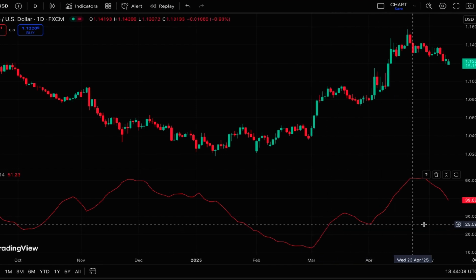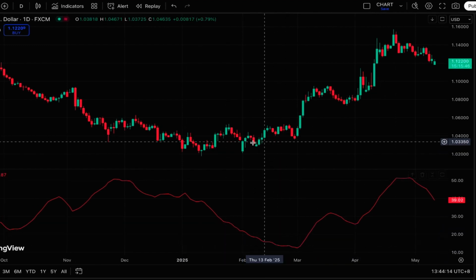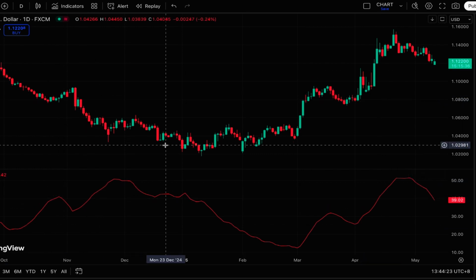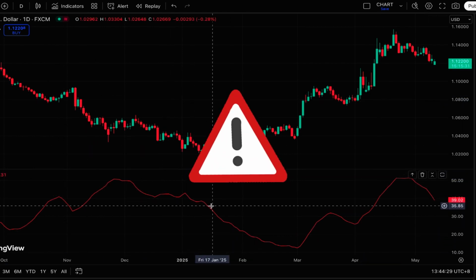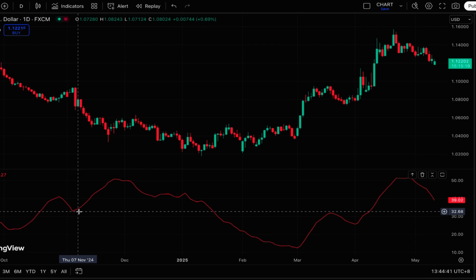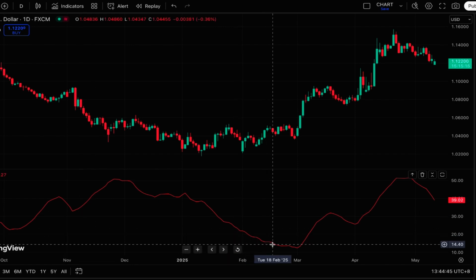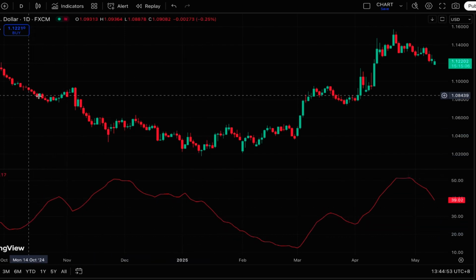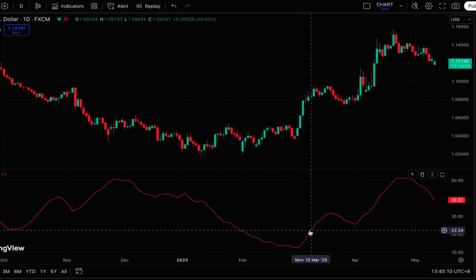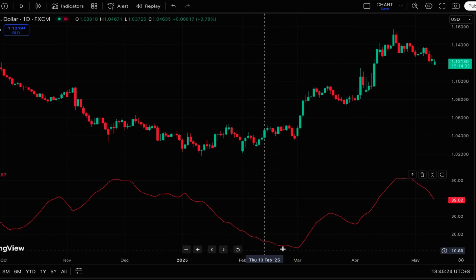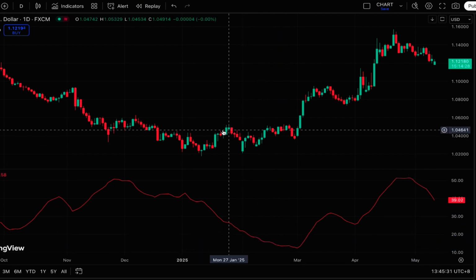In times that the line is below 20, it tells us that the market is not trending, and in times that the line is above 20, it tells us that the market is trending. Please pay attention that this is a non-directional indicator, meaning it doesn't tell us anything about the direction of the market. When it is above 20, the market is trending up or down, and when it's below 20, the market is not trending. For example, in this part, you can see that the ADX line is above 20, and the price is in a downtrend, and here in this part also the line is above 20, and here the price is in an uptrend, and in this part where the line is below 20, you can clearly see that the market is flat.